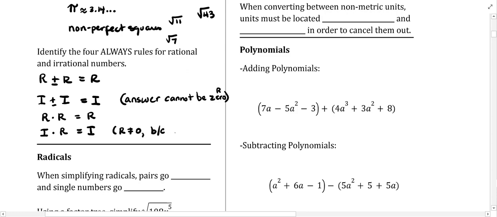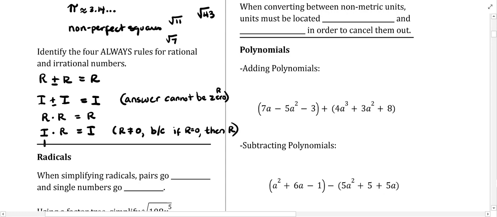Because if R is 0, then the answer is going to be rational, okay? Because anything multiplied by 0 is going to give you 0, and 0 is rational. But this rule applies as long as R is not 0, okay? If you multiply an irrational with a non-zero rational number, you're going to get irrational.